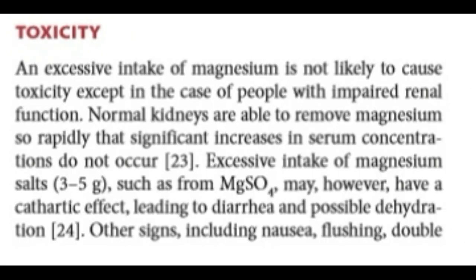Next one, toxicity. Excessive intake of magnesium is toxic. Suppose you have taken more magnesium in your food, that is called magnesium toxicity. That toxicity is going to make a problem in the renal function, because normal kidneys are able to remove magnesium at normal levels, but when excess magnesium is seen in the blood, then kidney function will be affected. Rapid, significant increases in serum concentrations of magnesium will affect kidney cells.